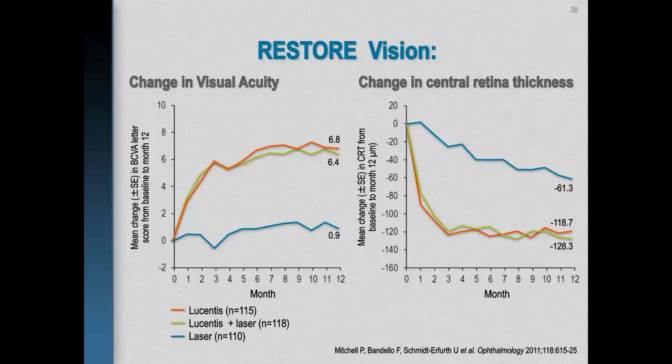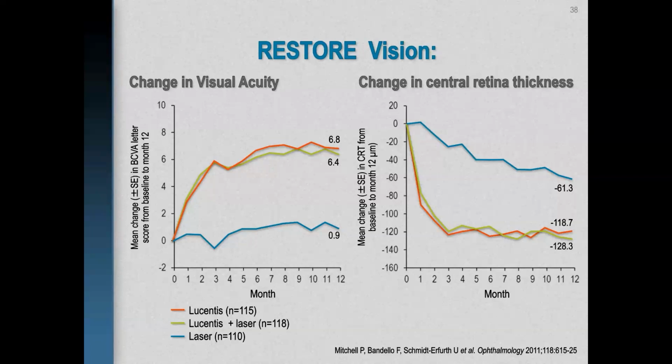What's interesting, though, if you look at this, is the change in visual acuity and in retinal thickness. Lucentis is the orange line. Lucentis and laser is the green line. And then laser only, which remember in the 90s was all we had, is the bottom line, the blue line.